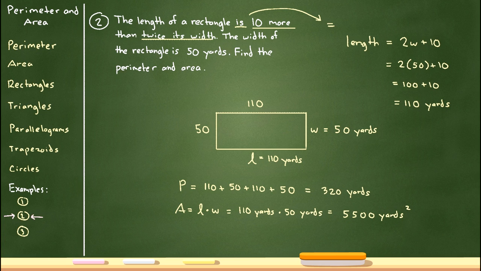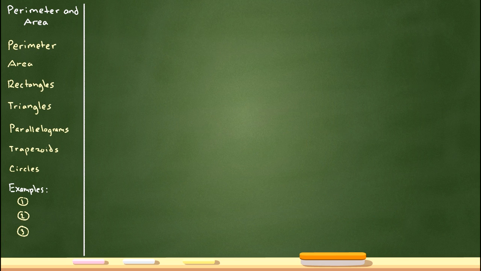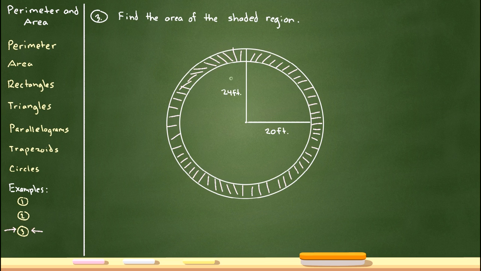Okay, and last up, let's take a look at example number 3. So in example number 3, we want to find the area of the shaded region. Okay, so the shaded region here is where I drew all these lines here. Now we have two circles. We have this outer circle and we have this inner circle. Now, first of all, find the area of the shaded region.